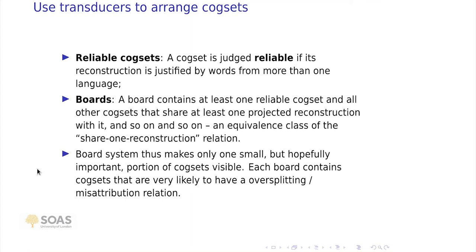So what does that do? Well, in doing this with transducers, you make only one small part of the cognate sets visible, and also, since they're visible in boards, every board contains cognate sets that are very likely to have an oversplitting or misattribution relation, since some of their words already share a reconstruction. So yeah, they may be very, very related.